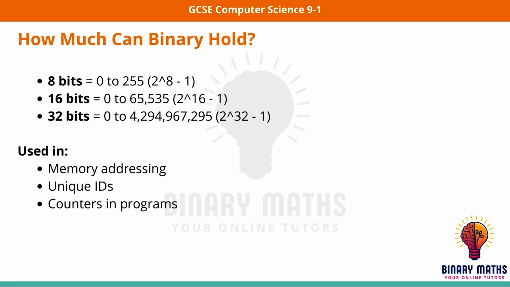Each time you add a bit, you double the range of numbers you can represent. 8 bits, that's 256 values. It's 0 to 255. Just bear in mind that computers start counting from 0. 16 bits will give you over 65,000. 32 bits will give you over 4 billion. This is why games, apps, and files can be managed so efficiently. Computers can handle huge numbers with just a few bits.